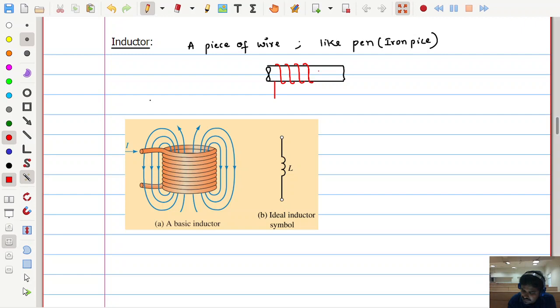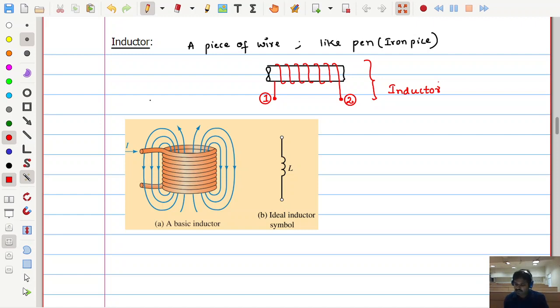Around this in this way. See that? Then finally it is coming out, and the starting terminal is this one, 1, and the ending terminal is this one, 2. So this is basically an inductor. What extra did we do? Nothing, we just tried to make the conductor into a coil form. When a conductor is made into coil form, it forms the inductor.